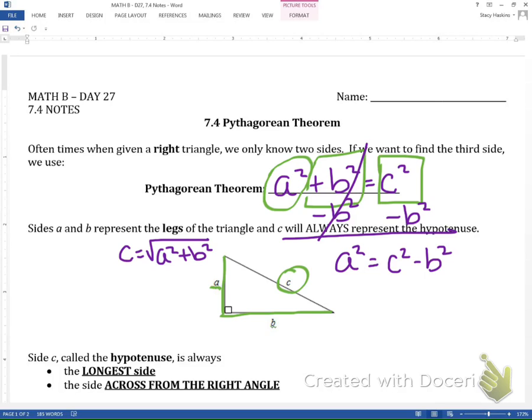Our A term is still not all by itself. We see that there's an exponent of 2 on there. So to get rid of the exponent of 2, you'd have to take the square root of both sides, because the opposite of an exponent is a root. And that would leave us with the final formula of A is equal to the square root of C squared minus B squared.